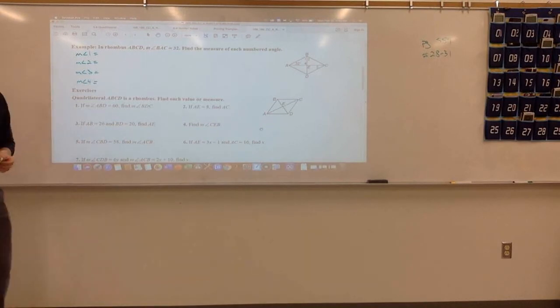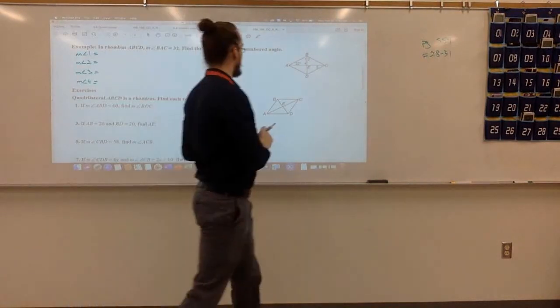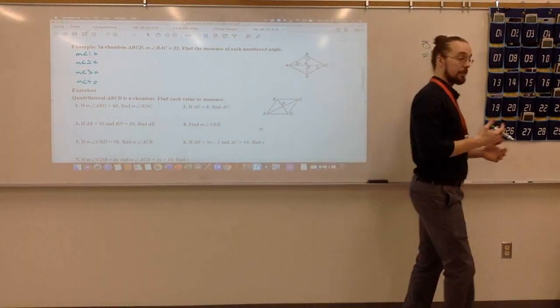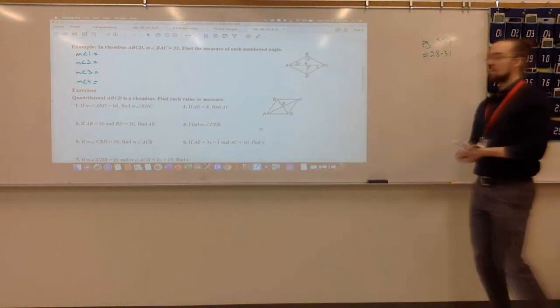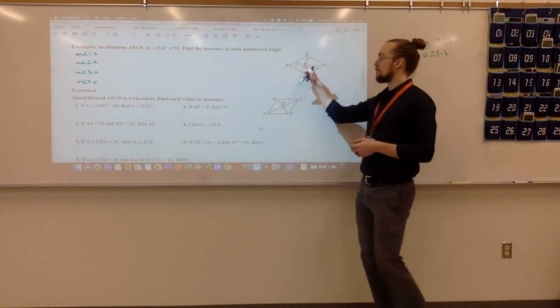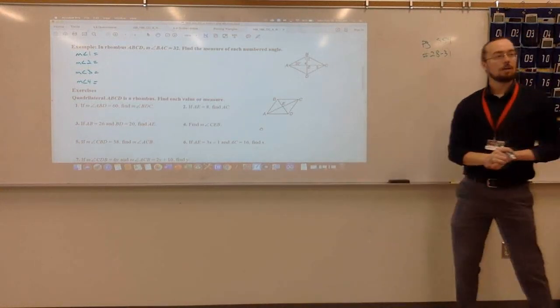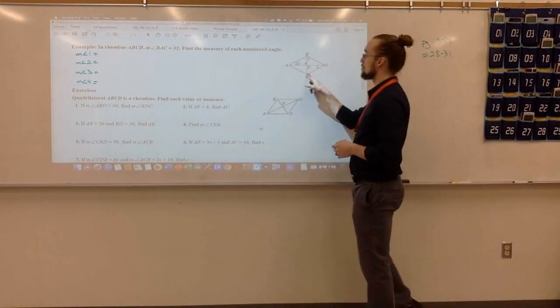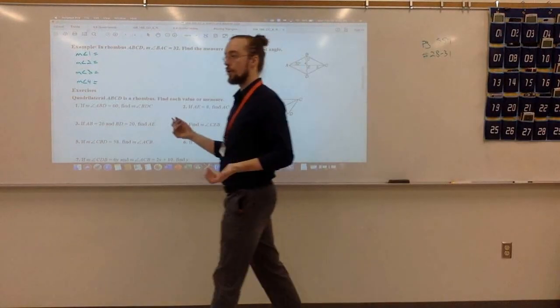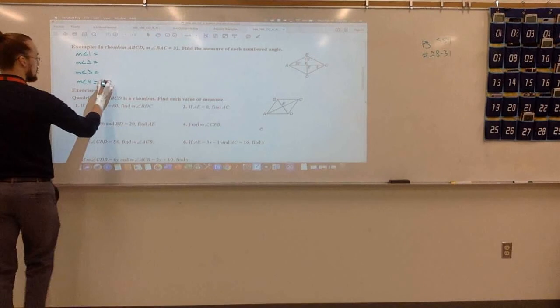Now, it may actually make sense to start somewhere else, maybe actually with angle 4 here. What would the measure of angle 4 have to be? 90. Right? I know that the diagonals are perpendicular, so angle 4 is going to have to be 90 degrees.